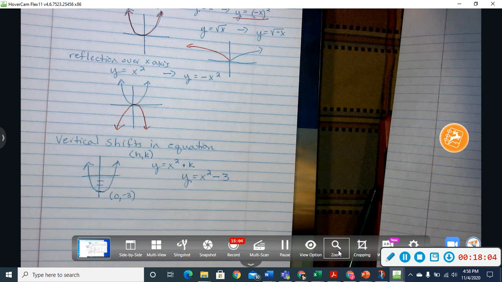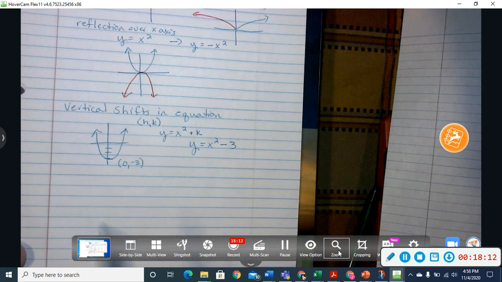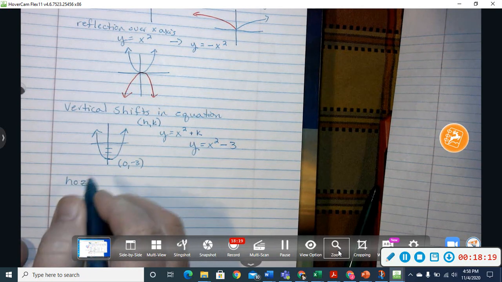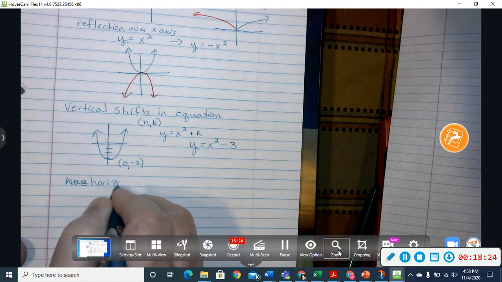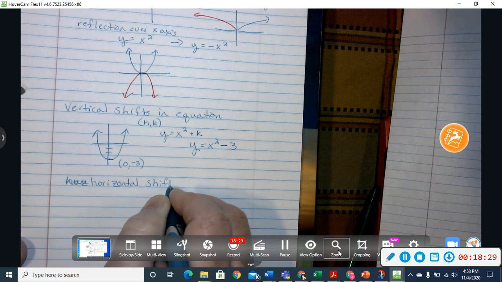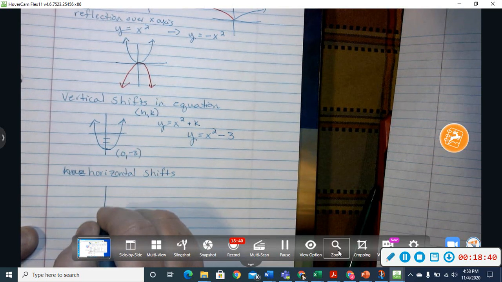If the graph shifted up, then it would be a plus value to shift the graph up. So what about horizontal moves? A horizontal move is going to shift the equation left or right, shift the graph left or right.